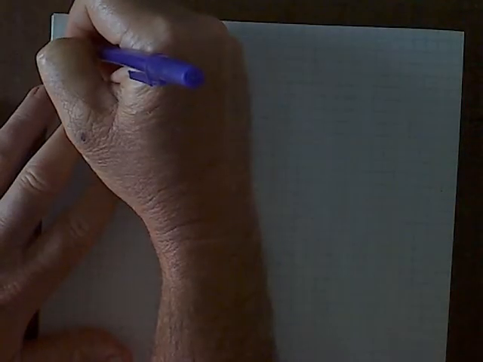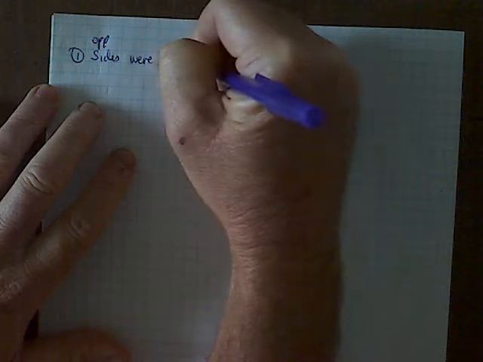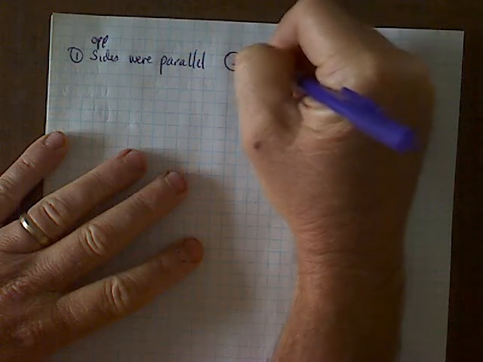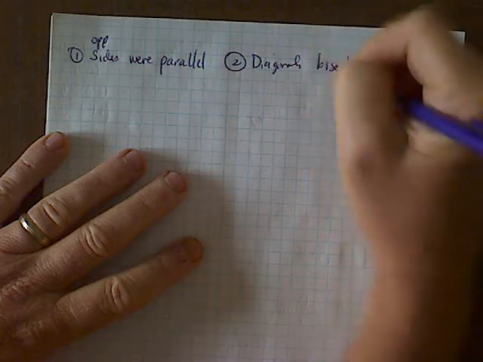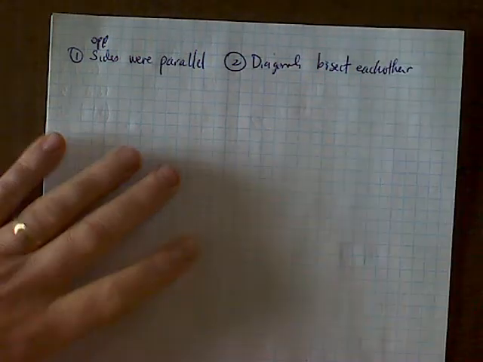Okay, so far in this problem, we're doing the same problem. We've figured out, if you look back at your notes, that the opposite sides are parallel. We have proven that to be true. Second thing we have proven is that the diagonals bisect each other. We did that with the midpoints.